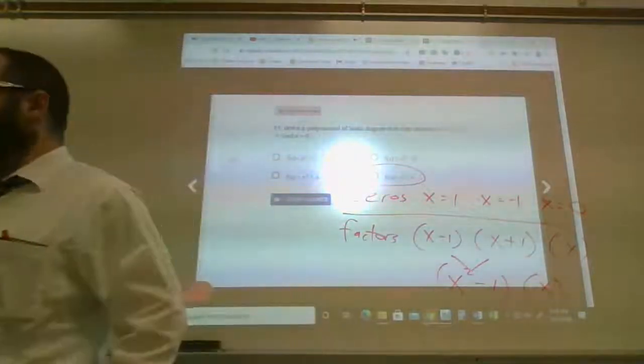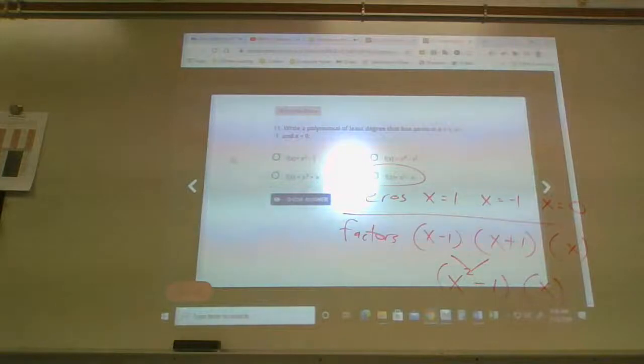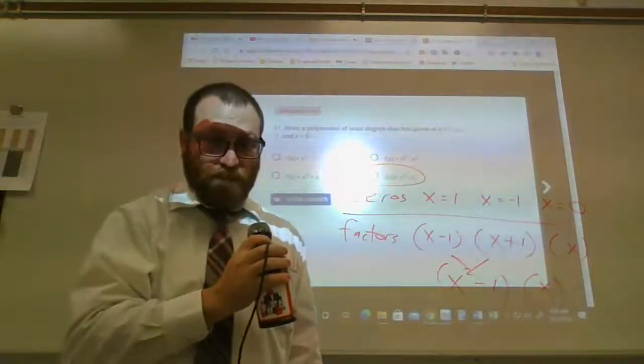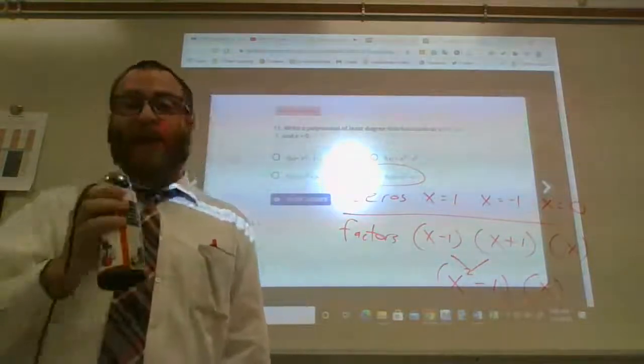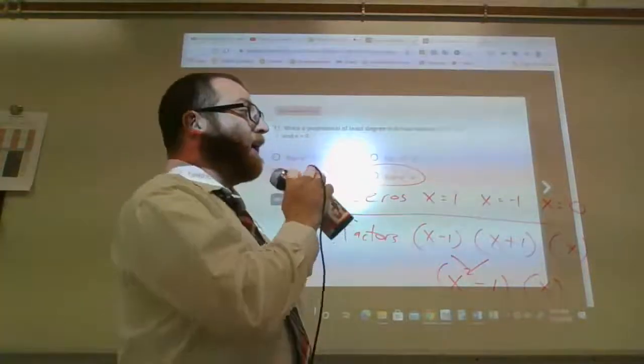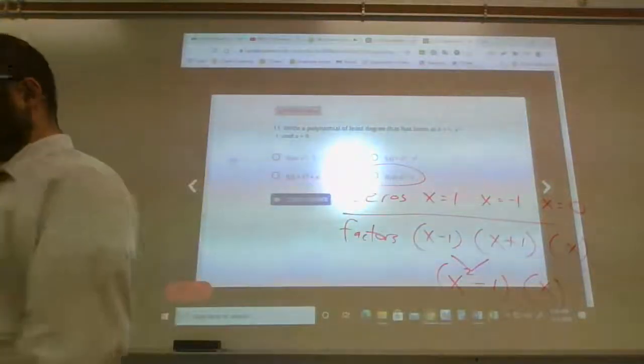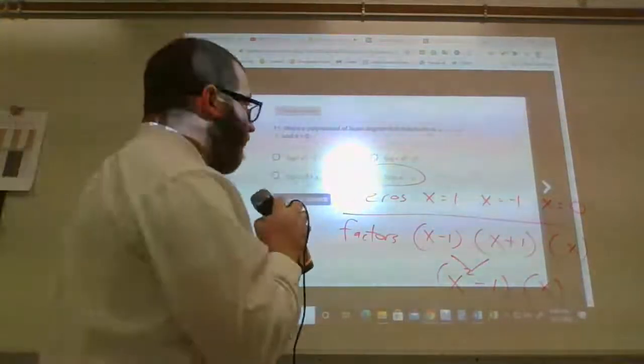Being able to transition from the zeros of the function to the factors of the function and then multiplying them back together basically culminates a lot of stuff that we've been doing from the beginning of the year, just for the sake of argument.